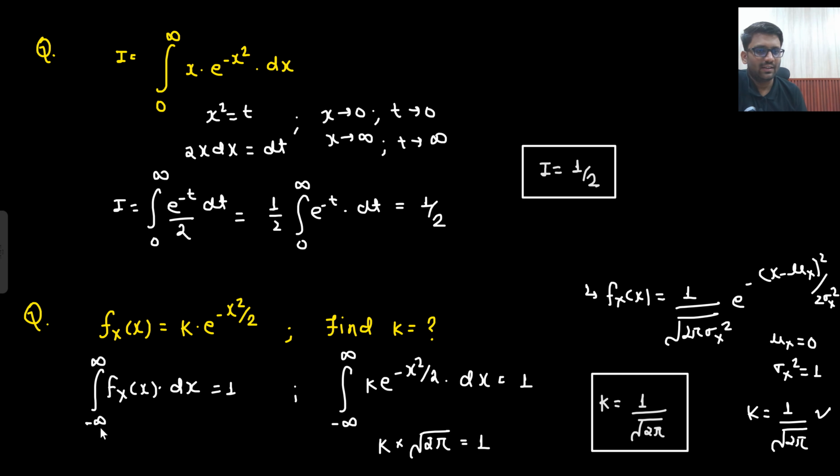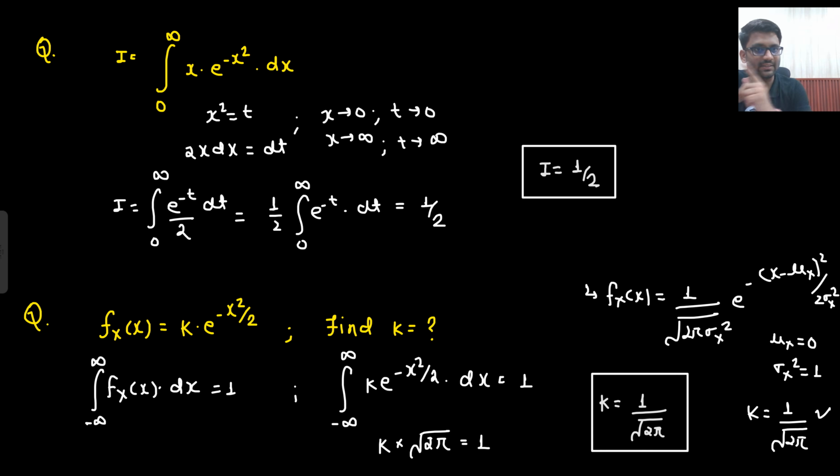You can directly think that from minus infinity to infinity, the whole area under the curve should be equal to 1. And I already know what will be the area under the curve for this one, because I told you to remember e to the power minus x square dx would throw under root pi. So e to the power minus x square by 2 will throw what? Under root pi, whatever you see downward should come in the under root. So k into under root 2 pi should be equal to 1. So the value of k will be 1 upon under root 2 pi.